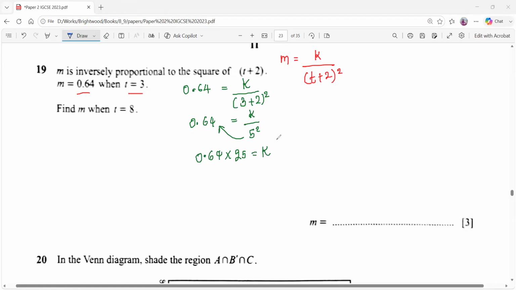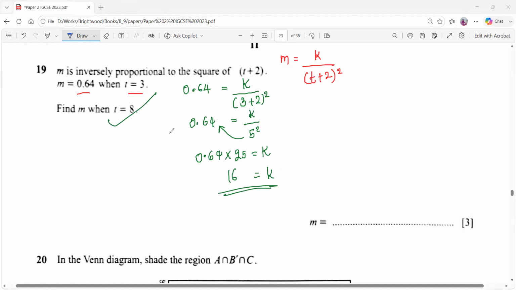Multiply using a calculator. 5 squared, 5 into 5, is 25. So 0.64 multiplied by 25 becomes 16. Yes, it becomes 16. I found the value of k.